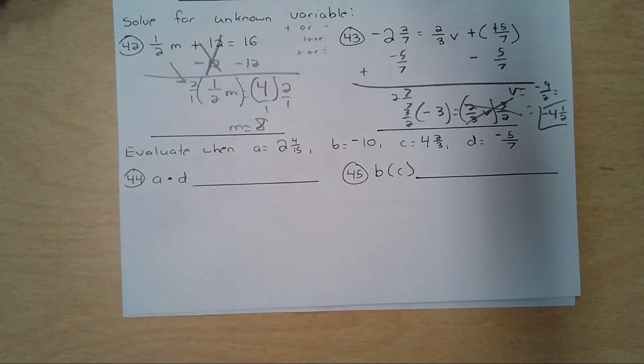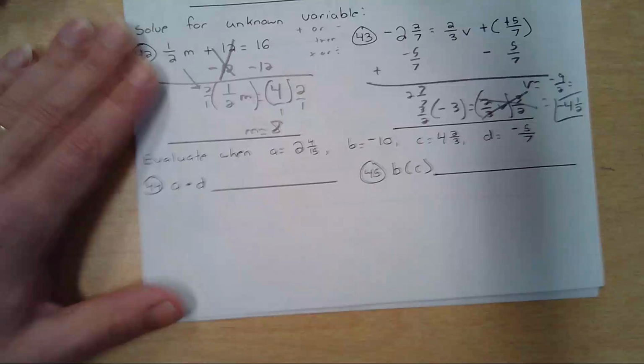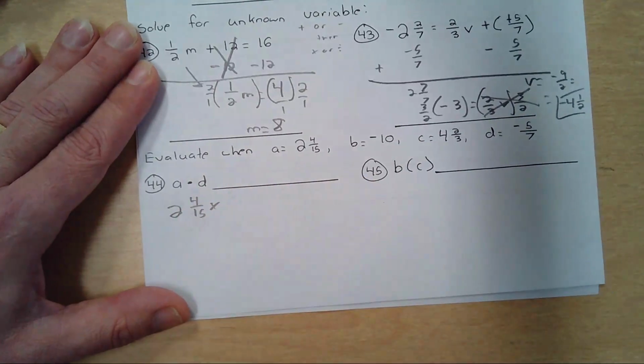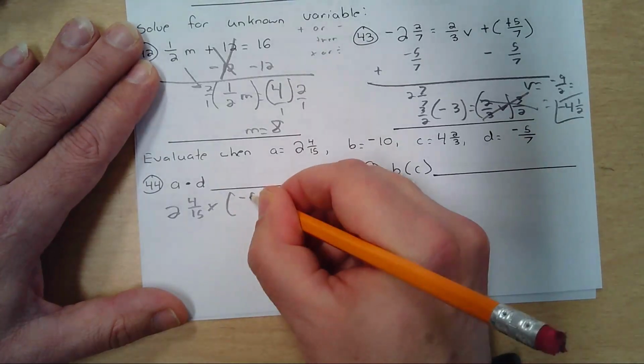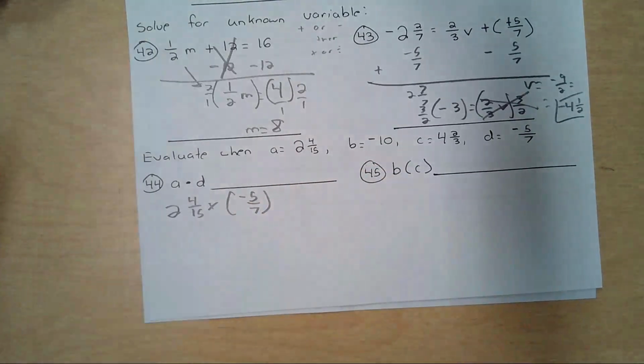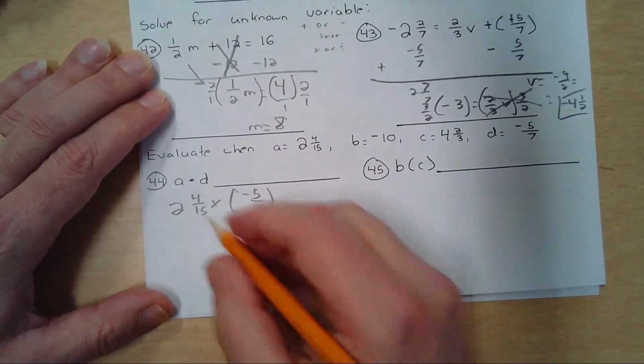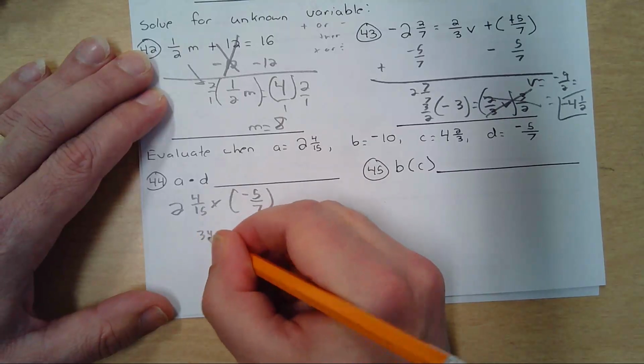44 and 45. Find the values, insert, solve, whatever you gotta do. So A is 2 and 4/15 times D, negative 5/7. And just like before, need them in improper fraction form.